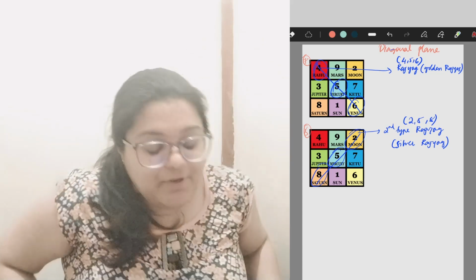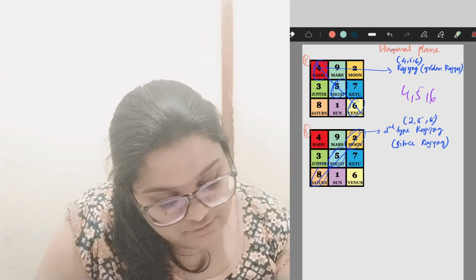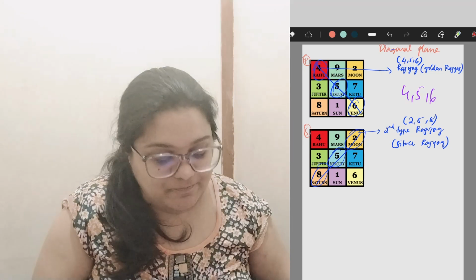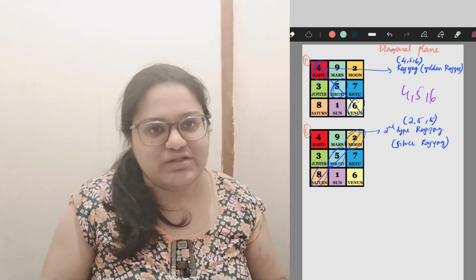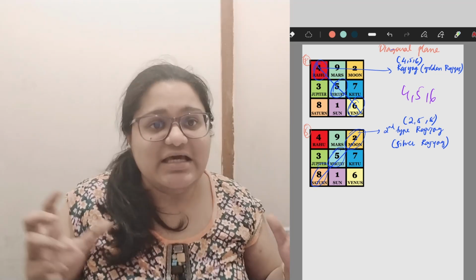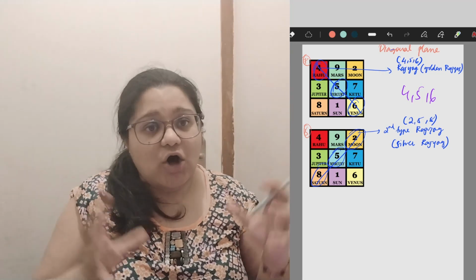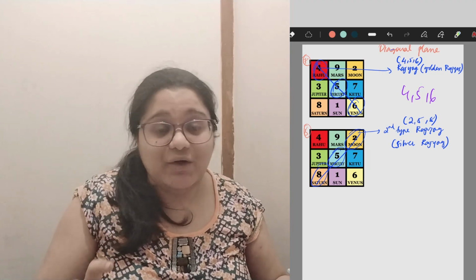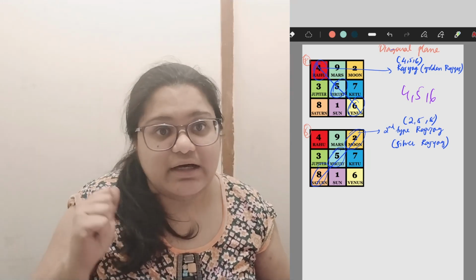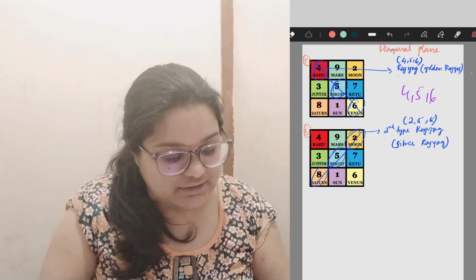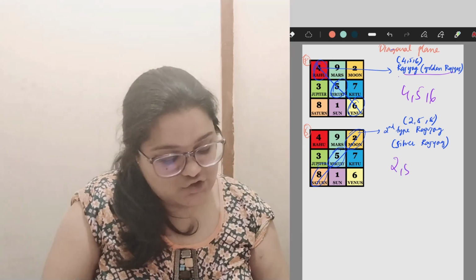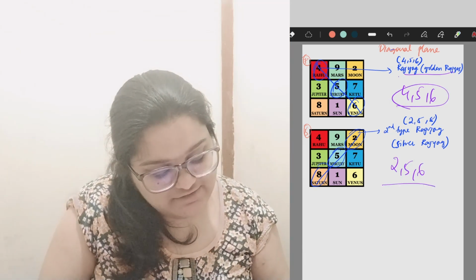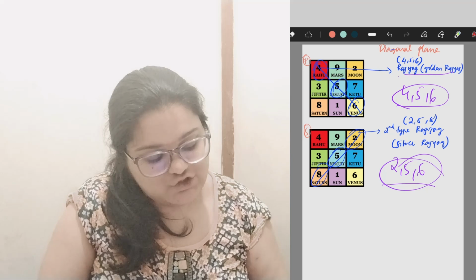That is basically the numbers 4, 5 and 6 in the first go. Now again 4, 5 and 6: 4 is associated with the planet Rahu, 5 is basically balance, 6 is basically Venus. All put together is called the Golden Raja Yoga, as per the naming. So that is why we call it the Golden Raja Yoga. We also have a secondary one which is called the Silver Raja Yoga, which is basically the numbers 2, 5 and 6 taken into diagonal consideration.